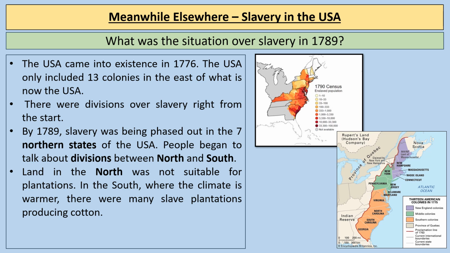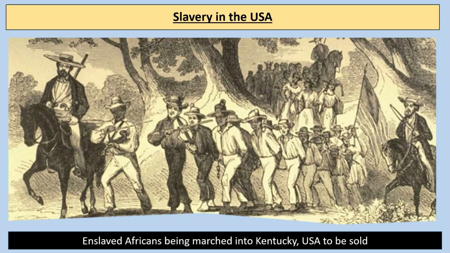Now, if you study that map there, you can see what we mean by these 13 colonies. So it's really important for you to know that when we talk about the USA in the late 18th century, it was much smaller than the current United States of America, with states such as Virginia, Pennsylvania, New York, New Hampshire, and Georgia being part of those original 13 colonies.